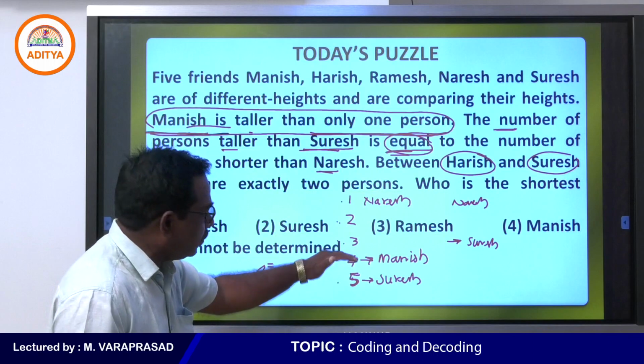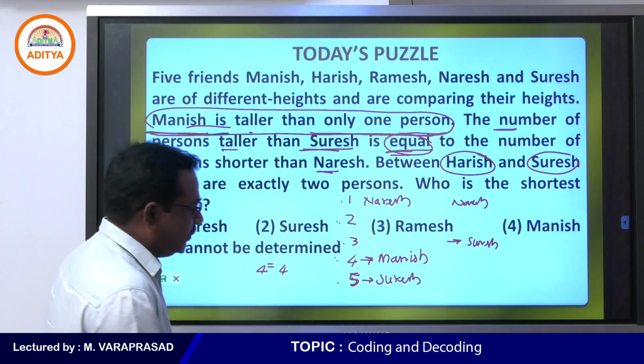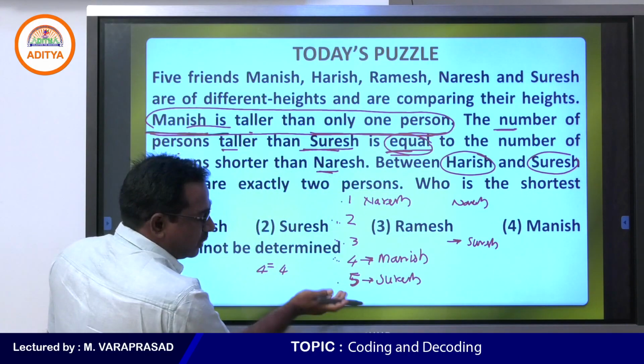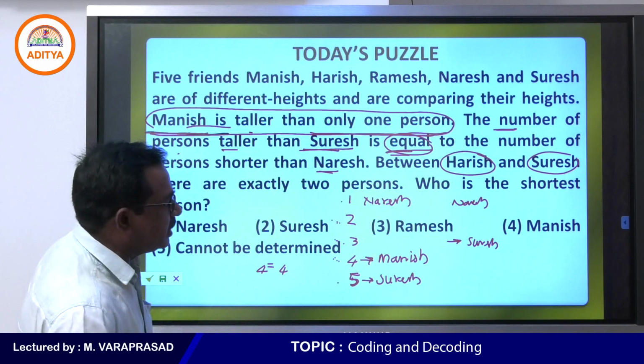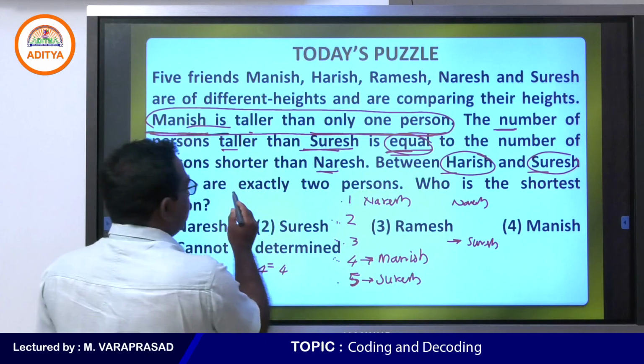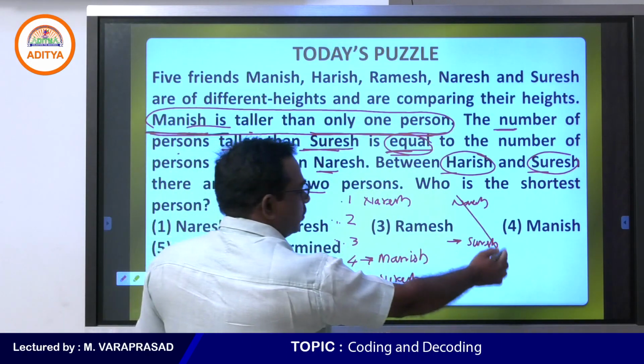How many persons before Suresh are there? Those many persons after Naresh are there. So before Suresh 1, 2, 3, 4 are there. After Naresh 1, 2, 3, 4 are there. Yes. Now come to the third condition. Between Harish and Suresh there are exactly 2 persons. So this condition is not possible.